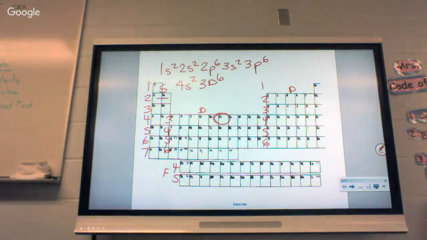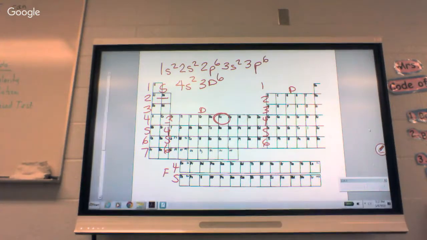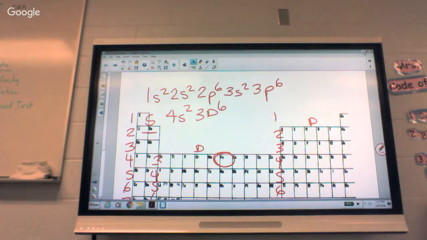Okay, that's how we do it. But you can number that on your periodic table. You can write on those reference tables they're going to give you next Thursday. Okay?